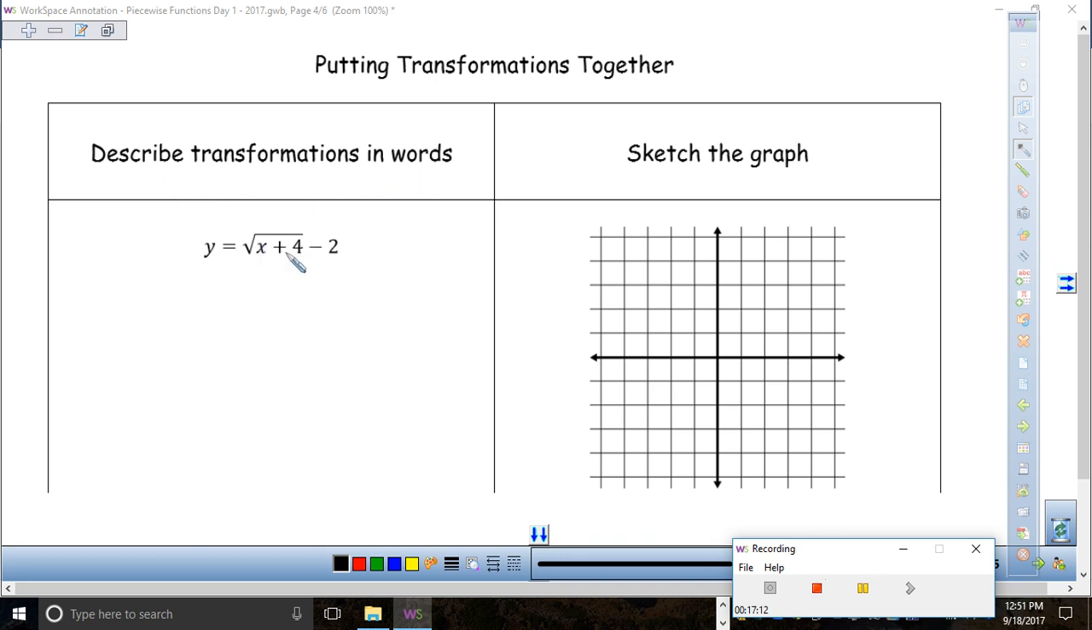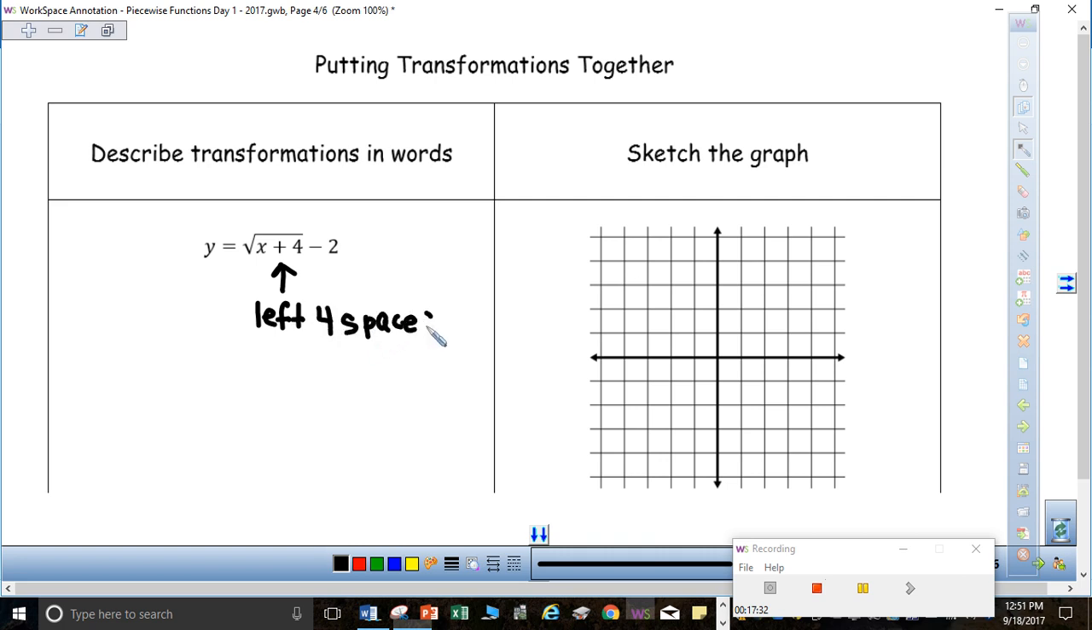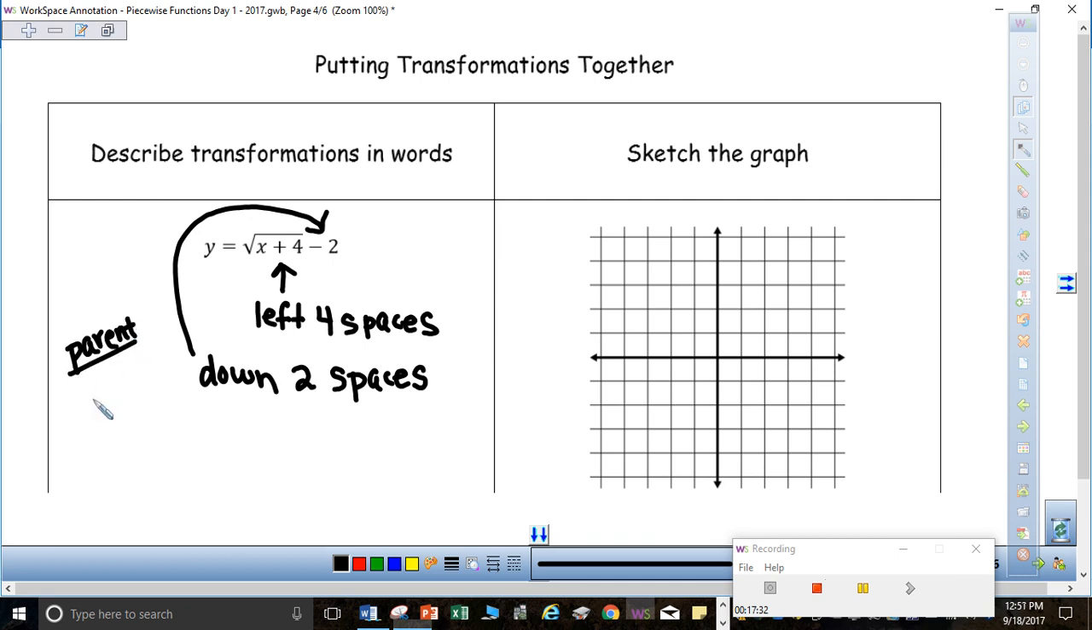So notice how this one, first thing we notice, we're adding 4 on the inside of our function. So that's going to cause our graph to move to the left 4 spaces. And then because that -2 is on the end, on the outside, this is going to move our graph down 2 spaces. All right, what I like to do with these, so the parent graph for this one, the original graph that these movements are based on, the parent graph is y equals square root x.